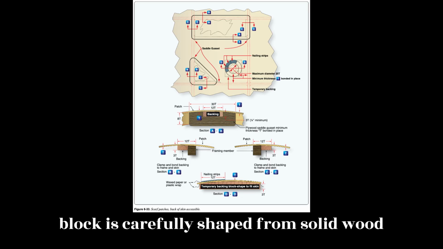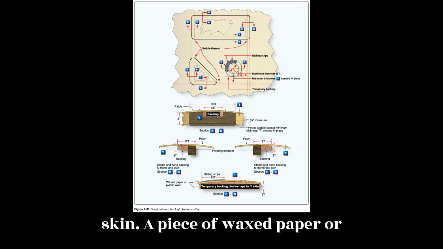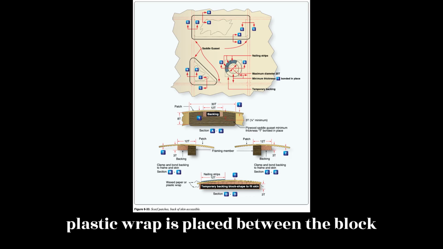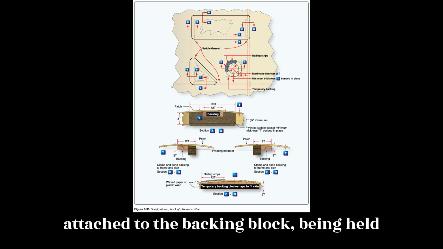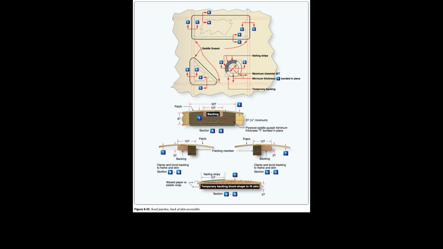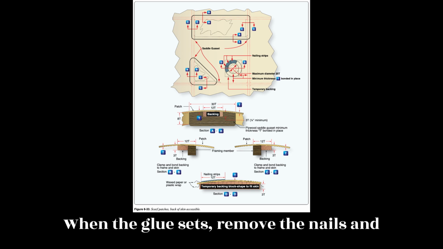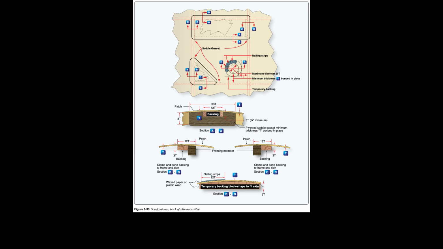A temporary backing block is carefully shaped from solid wood and fitted to the inside surface of the skin. A piece of waxed paper or plastic wrap is placed between the block and the underside of the skin. The scarf patch is installed and temporarily attached to the backing block, being held in place with nailing strips. When the glue sets, remove the nails and block, leaving a flush surface on both sides of the repaired skin.